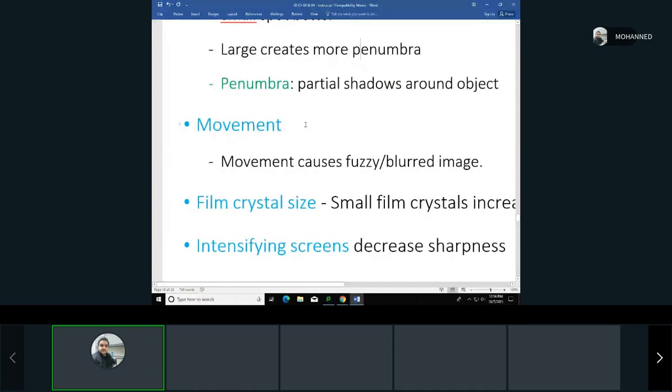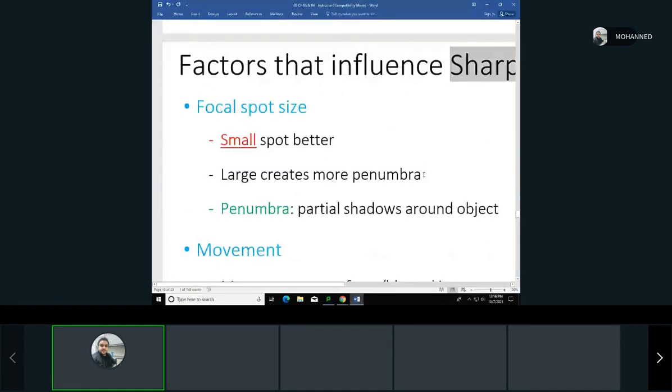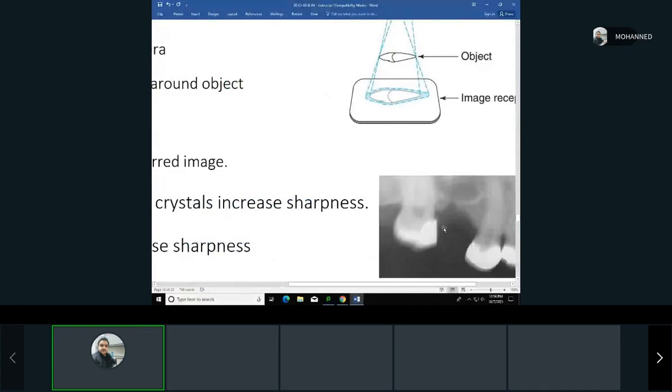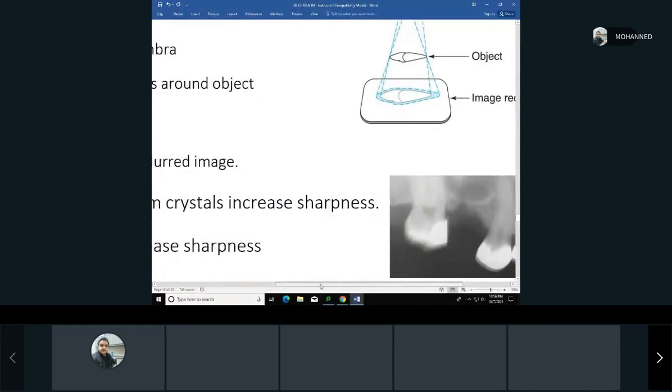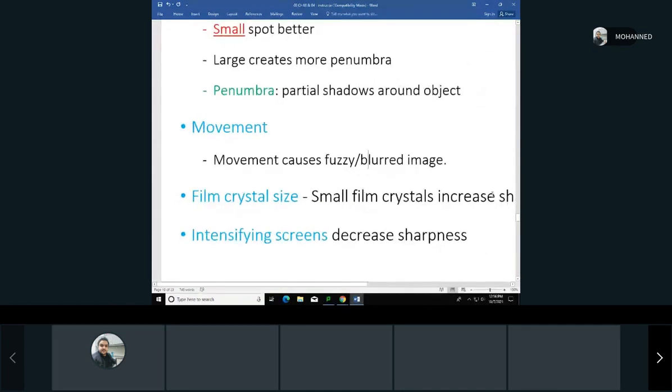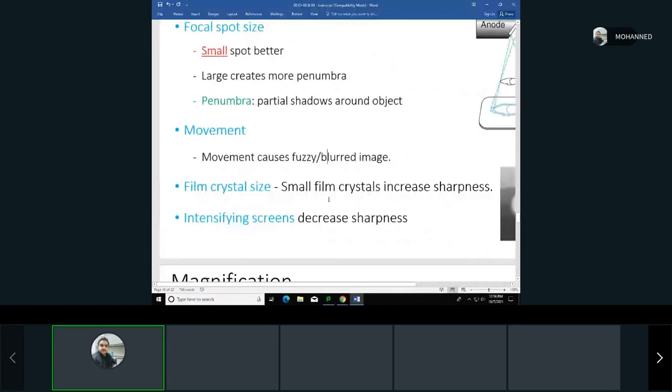Movement definitely can, again, we're talking here about sharpness because the more sharp it is, the less shadows around it. Movement, if the patient moves, definitely there will be blurred image like you see here. The patient moves or our tube head is not fixed correctly, so we'll see that. The film crystals, if they are smaller, will be more sharp. Smaller they are, the sharper they are. Think about it as the resolution, like on your screens, like 4K is more resolution, the sharper the image, right? And so on and so forth, less and less.